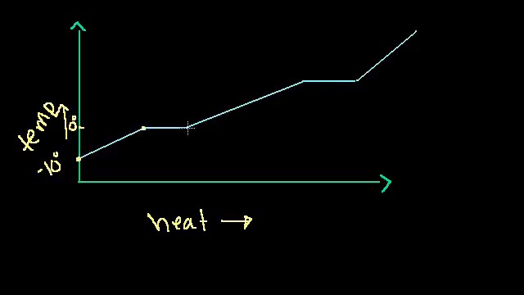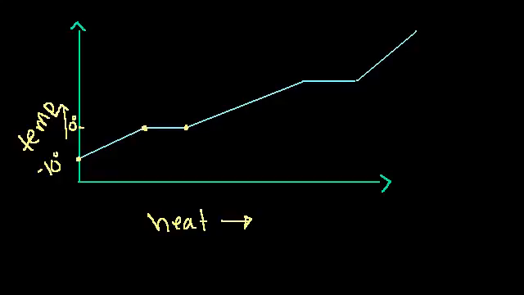And at 0 degrees, we already learned something interesting happens. The added heat in the system does not increase the temperature of the ice anymore, at least over that little period right here. What's happening is that heat energy is being used to break the lattice structure, to add potential energy to the ice, or to essentially melt it.